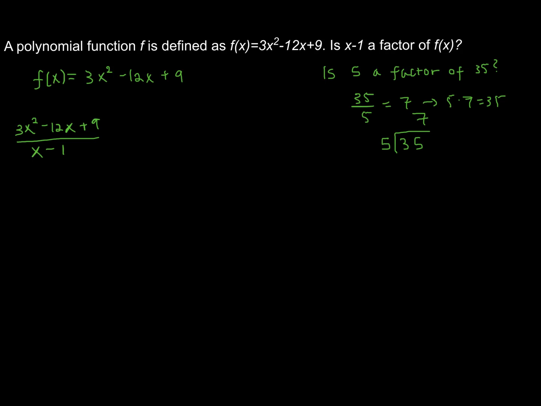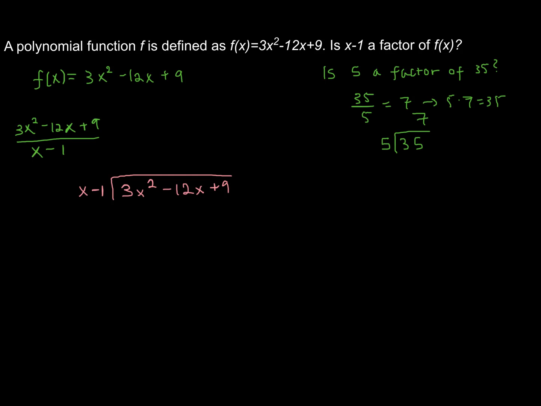But the big key to think about is, if I'm dividing 5 into 35, I'm trying to find the number that I multiply 5 by to get 35. So when I'm finding the quotient here, I'll be doing the exact same thing. So what we're going to do is use the division algorithm in this exact same manner to find what we'd multiply x minus 1 by to get 3x squared minus 12x plus 9. So let's go ahead and do that.